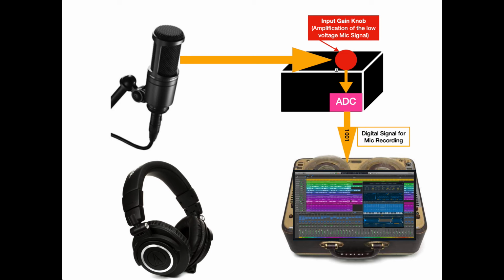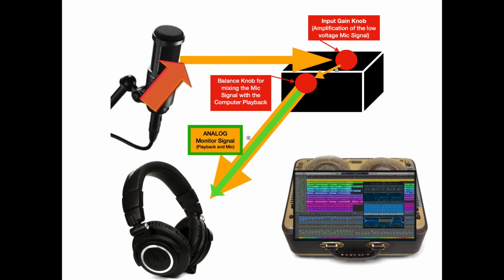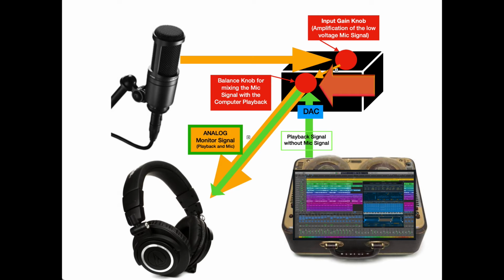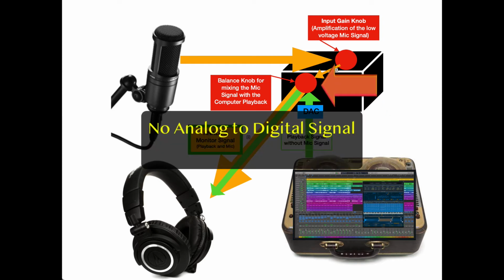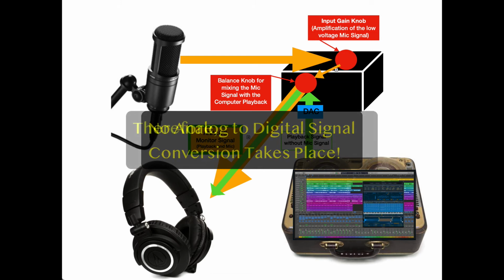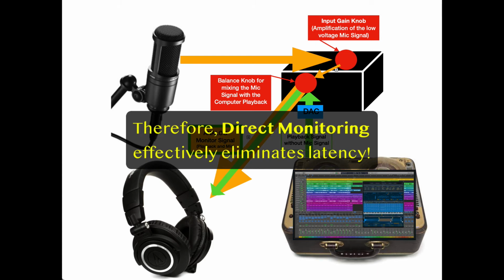So the monitoring signal flows from the microphone into the preamp of the audio interface, but this time it goes straight to the headphones. There's one more thing inserted between the output of the preamp and the headphones, and that's the balance knob. The balance knob gives us the ability to mix the signal that comes from the playback with our microphone signal. So the cool thing about this signal path is that you never go through the analog digital converter. It doesn't create any latency, and that's what direct monitoring is all about.